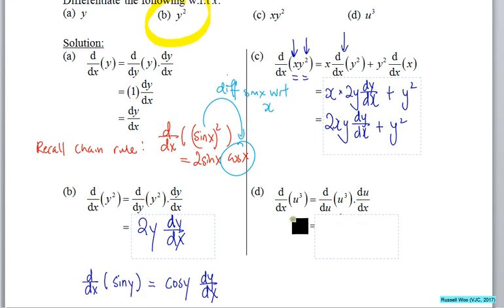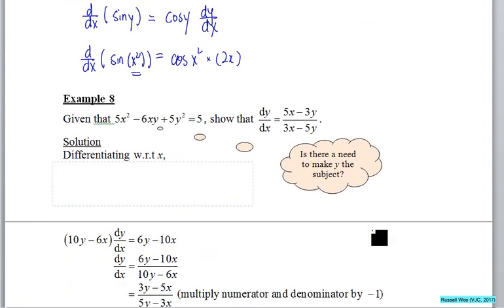Now, this is a bit different, but it's just changing the y to u. You differentiate this with respect to u first, then times du/dx. So you get 3u squared du/dx. I shall not elaborate. Don't be so loud. Okay? Example 8. Okay, pause the video for a while, otherwise the video is too long and not very nice to watch.